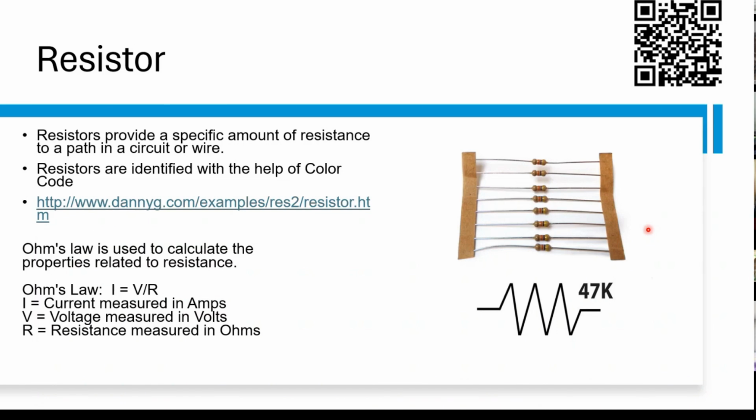This resistance is measured in terms of ohms, O-H-M. Can you write the term? Resistance is referred to by the unit ohm, and the symbol is something like this. You can see Ohm's law. The unit for resistance is ohms, and the symbol for that is the omega symbol of the Greek letters.